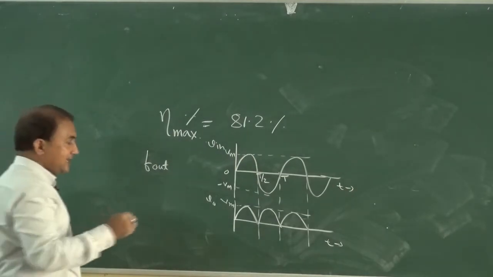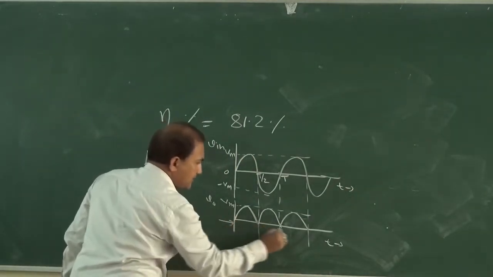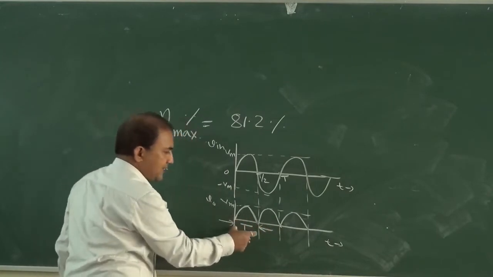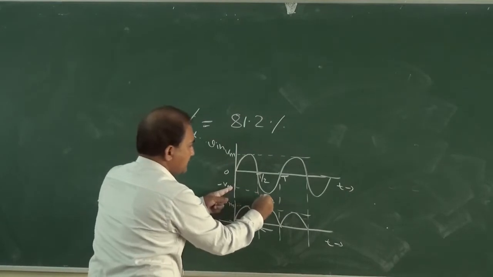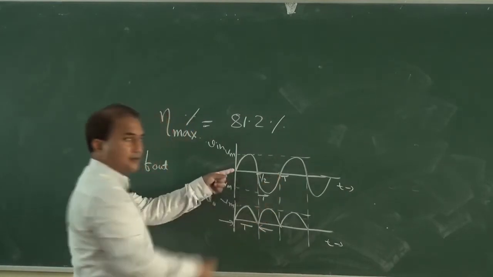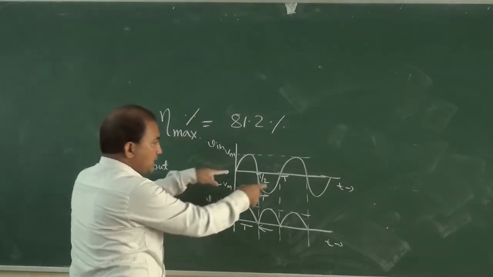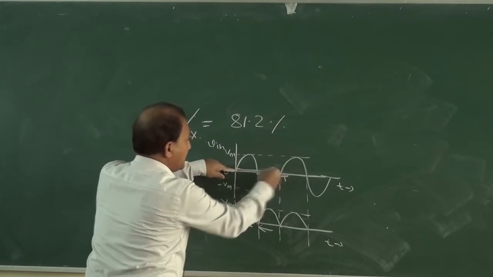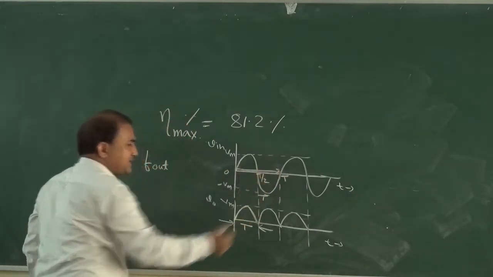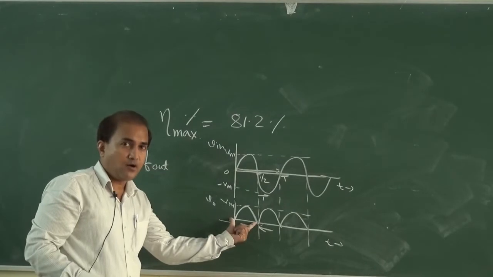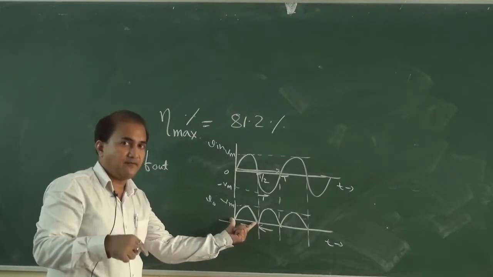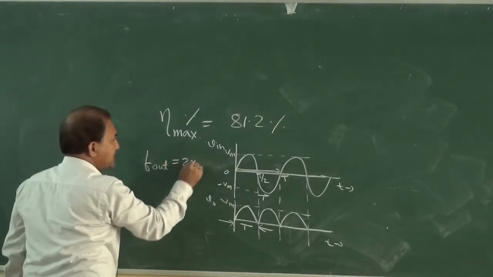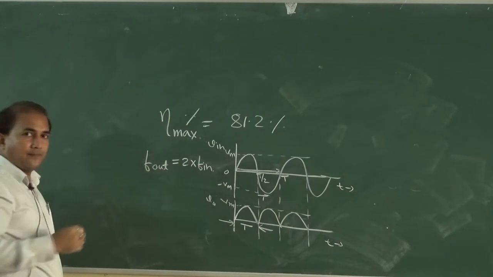Now, in this figure, this is one time period and here this is one time period. So the time period of the input signal is 2 times the time period of the output signal in the case of a full wave rectifier. So the output frequency will be equal to 2 times that of the input frequency.